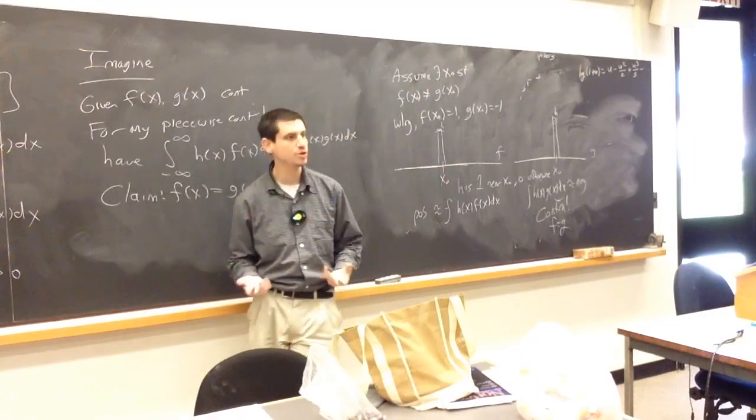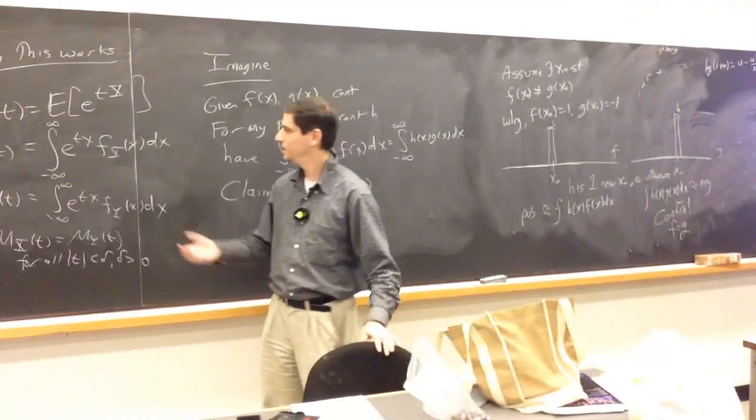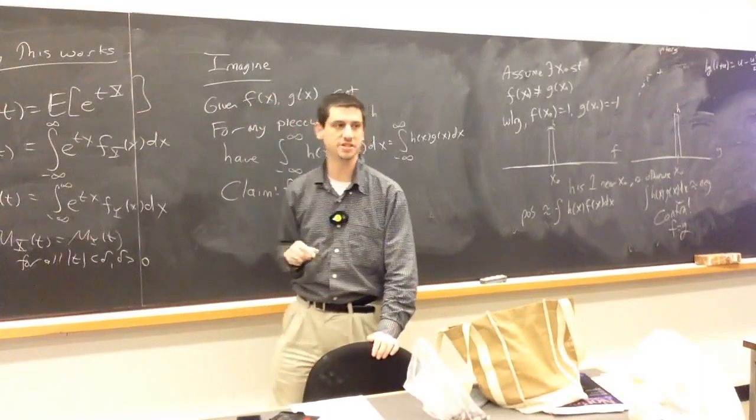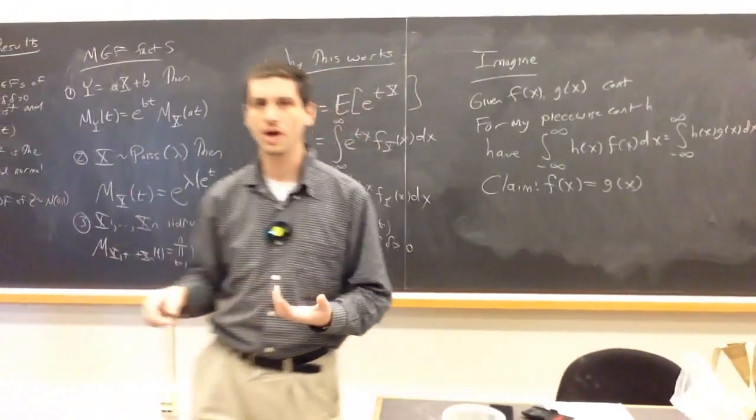This is briefly what's going on with the proof of the central limit theorem. This is briefly what's going on with this e to the tx. And so we'll talk a little bit more about why that's going on.